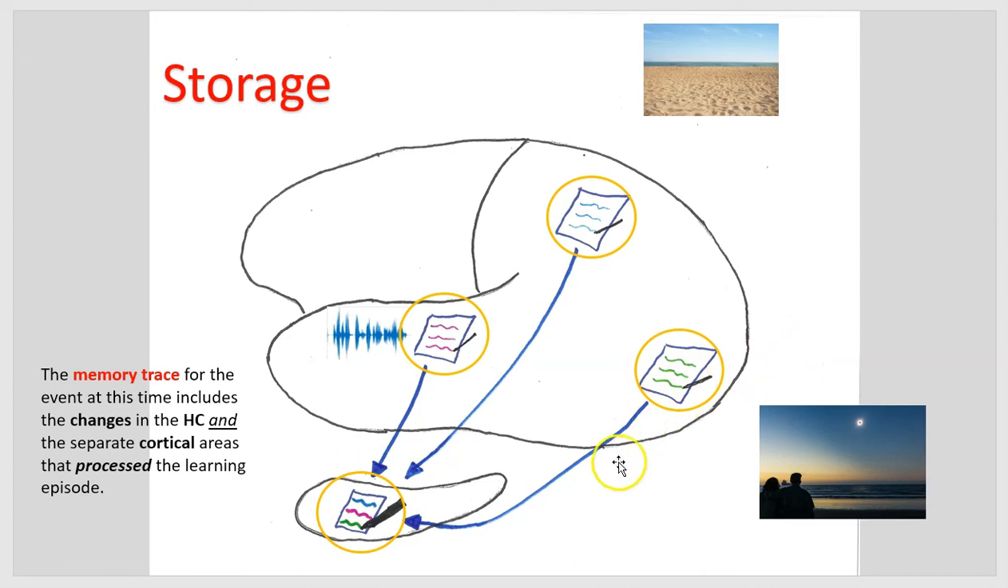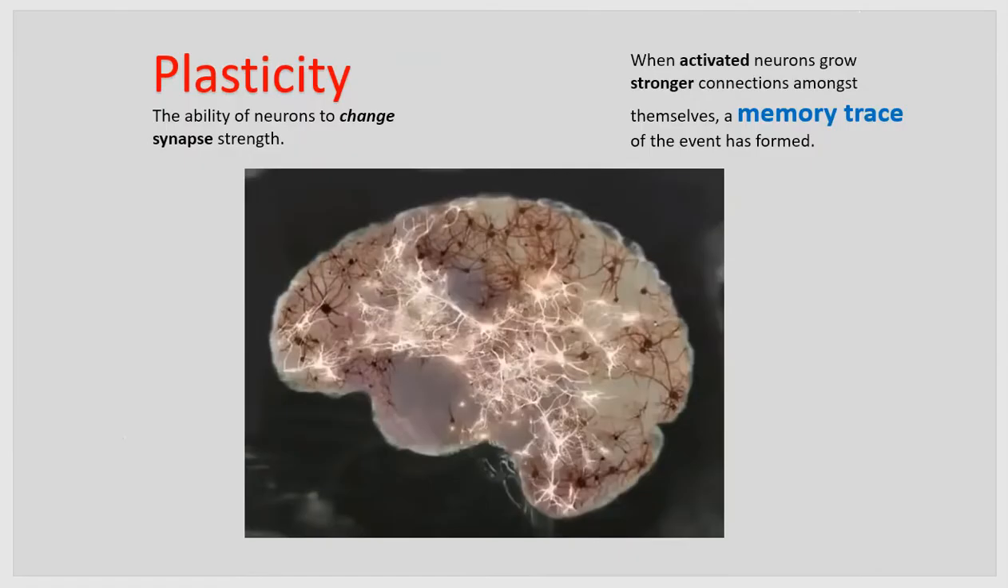And we'll explain why the ink down here is more robust. It's brighter down here than in the cortex. That'll be an important feature coming up in the next part. But let's just pause to reflect that the ability of neurons to change synapse strength, what we call plasticity, is the key to learning and memory. When activated neurons grow stronger connections amongst themselves, a memory trace of the event has formed.